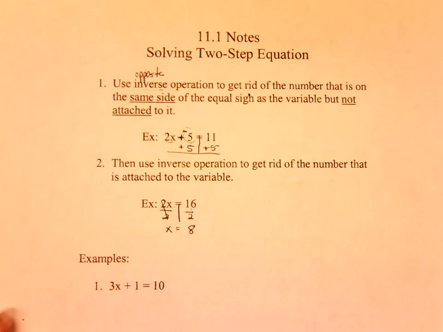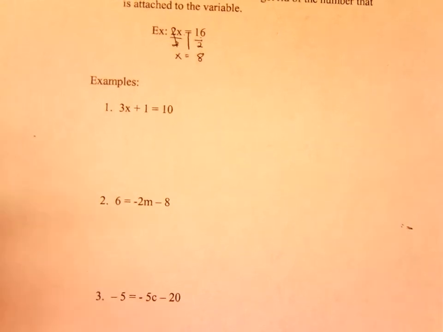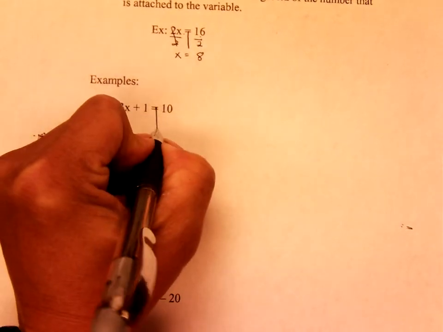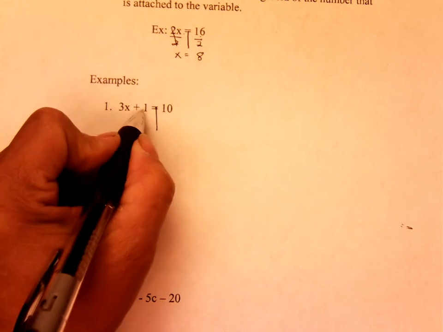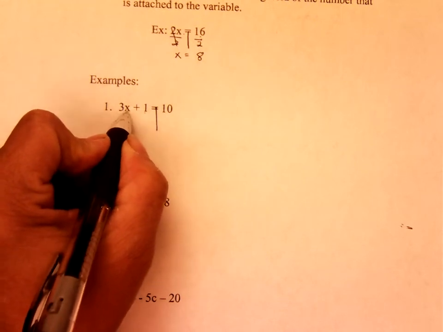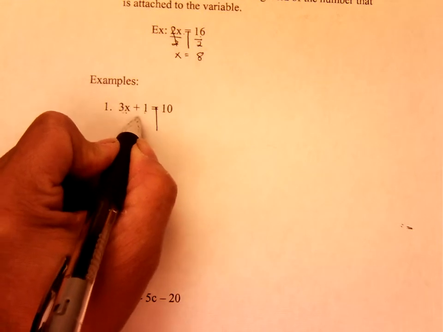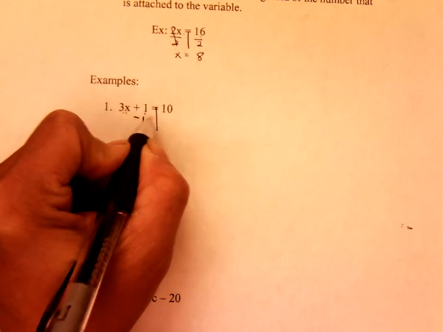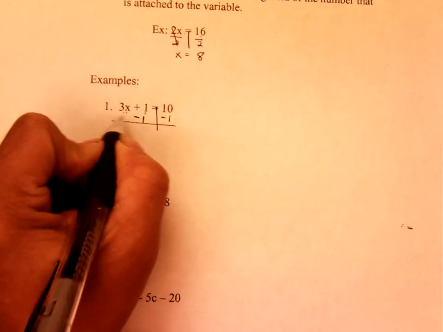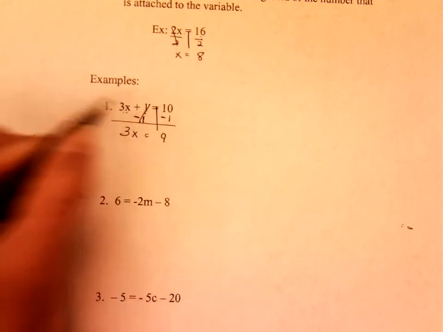So let's look at our example. Here we make a line. What number is on the same side as the variable but not attached to the variable? Hopefully you said that it's positive 1. So 1 is on the same side as the variable, but it's not attached to the variable. The inverse of positive 1 would be negative 1. So you're going to subtract 1 on both sides. This cancels out. You're left with 3x is equal to 9.